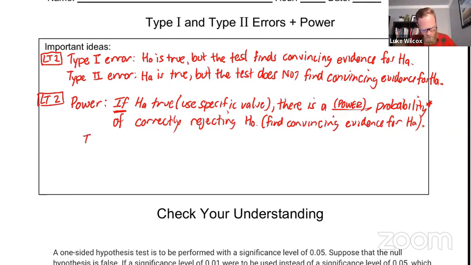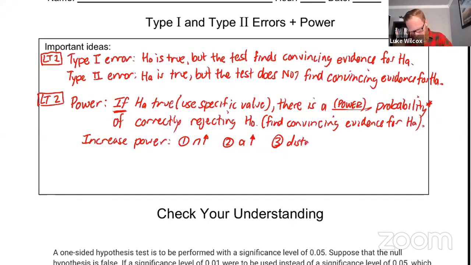Now let's make note of the 3 ways that we talked about where we can increase the power of a significance test. Number 1, this is probably the easiest way and the most intuitive, is to increase the sample size. Number 2 was to take that alpha value and increase it. And number 3 was to take the distance between the null and the alternative and make that distance bigger, increase.